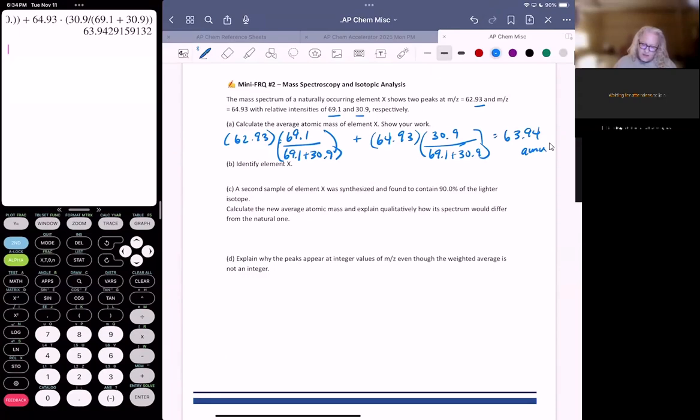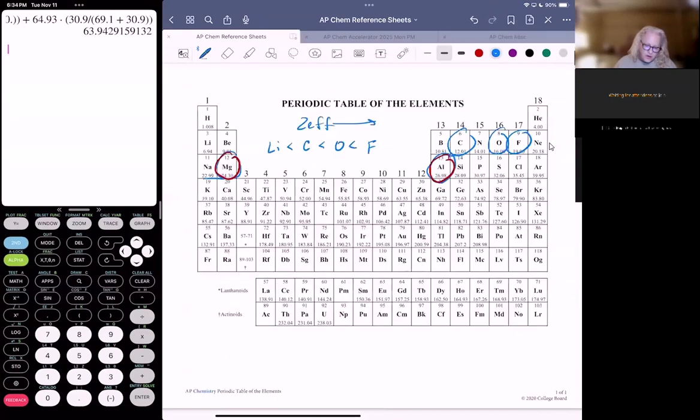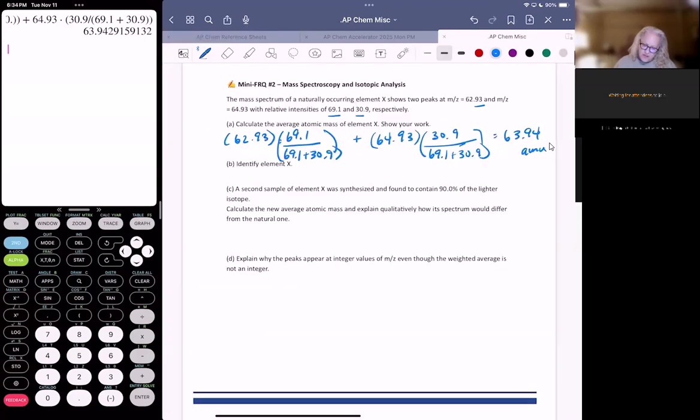Identify the element X, 63.94 AMU. I'm going to assume that that is copper. It's the only thing that's close. That's the closest number to that. 63.55 is the closest, so 63.94 is copper.